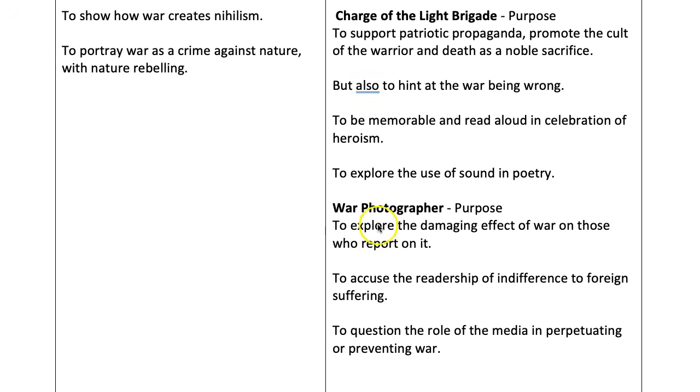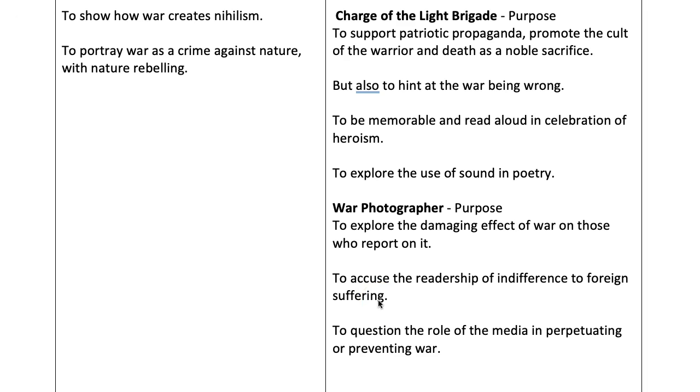Finally, I've got 3 comparisons I can make to War Photographer. War Photographer explores the damaging effect of war on those who report on it and therefore are in it. Wilfred Owen is also writing as a reporter. He's trying to educate the people at home on the realities of war. Both of them are trying to accuse their readership of indifference to the foreign suffering.